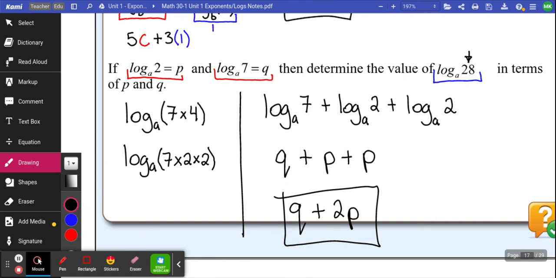Yeah, there's lots of time to answer questions. So change these into p's and q's. p plus p is 2p.